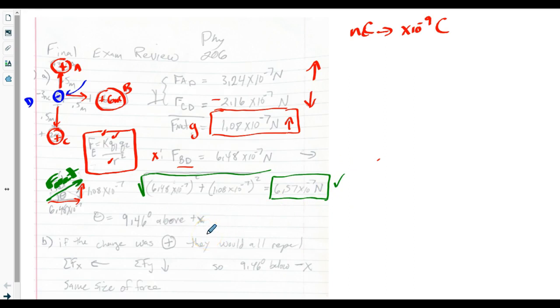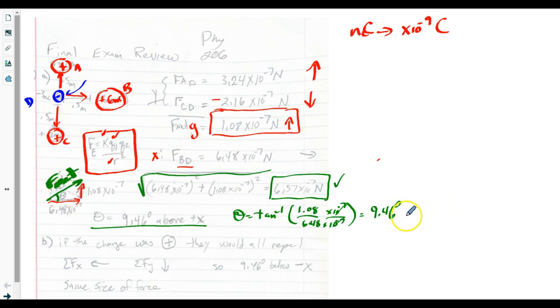For the direction aspect, it wants to know where it is going. I didn't show this work here, but I'll do it right now. I did the inverse tan: theta is equal to the inverse tan of y over x, so 1.08 over 6.48. You could put times 10 to the -7 on both of them, but if you do that, they just cancel anyway, so you can just focus on the numbers out front. So inverse tan of 1.08 divided by 6.48 gives 9.46 degrees. I had to look at where this angle is measured from: it's going right, so that's the positive x, and it's going up, so that's why it's above the positive x-axis.